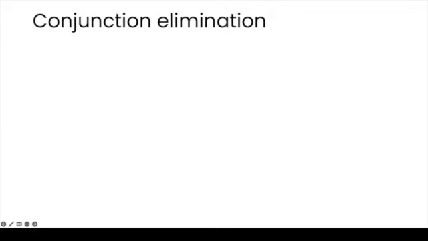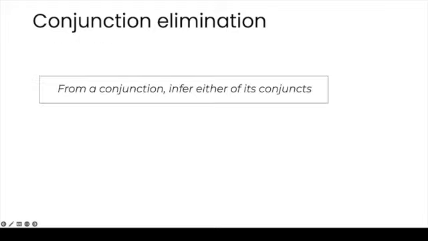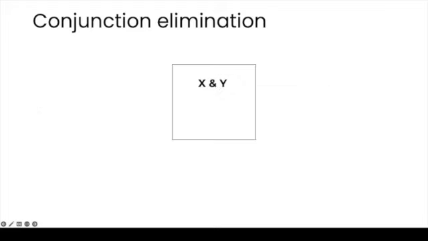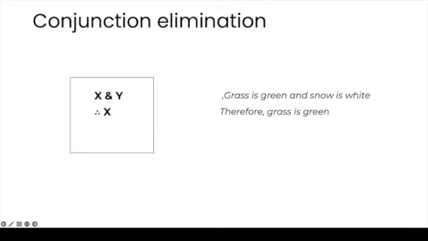Okay, enough of that. Now let's proceed to another very intuitive rule called conjunction elimination. This rule is abbreviated as &E. And it says that from a conjunction, you can infer either of its conjuncts. So if you have x and y, you can write x in a subsequent line. Or you can write y, depending on what you need. An example: from grass is green and snow is white, you can infer that grass is green.